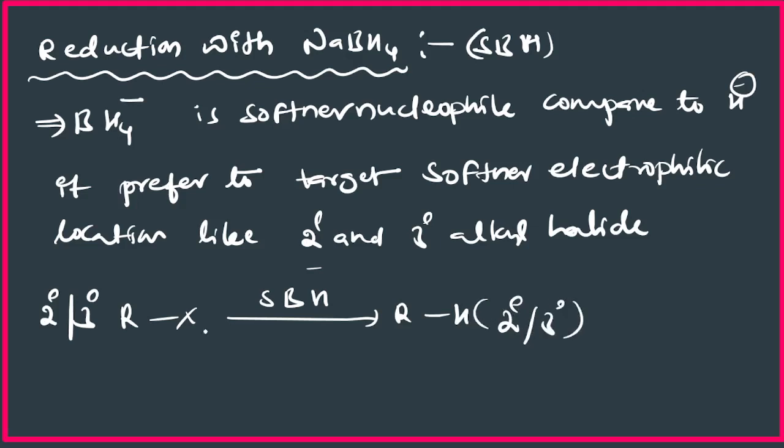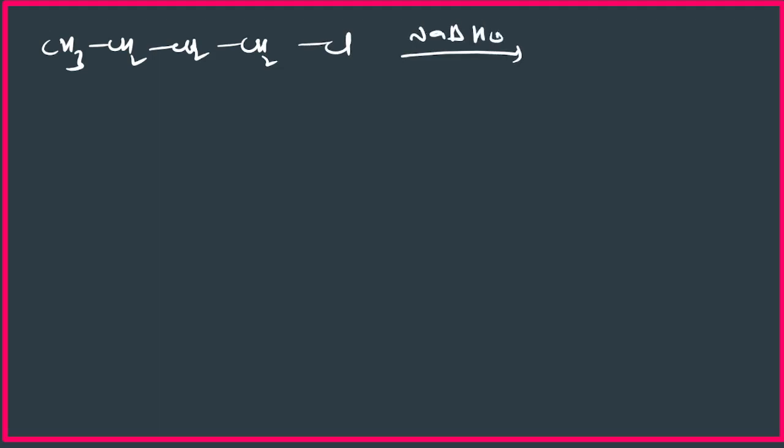Secondary, tertiary alkane. See, primary alkyl halide with sodium borohydride, there is no reaction. Let me look at an example. For example, butyl chloride, CH3CH2CH2CH2Cl, in the presence of sodium borohydride. What is the product? No reaction with sodium borohydride.